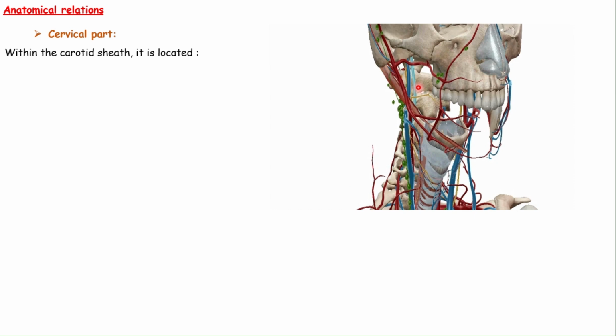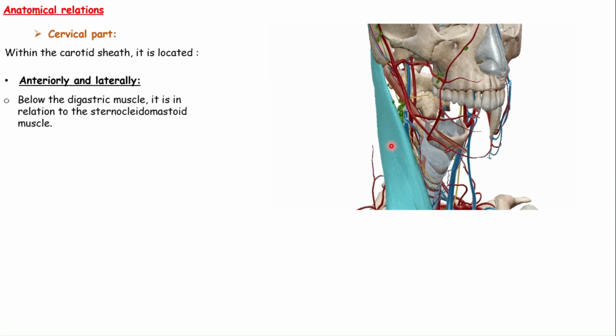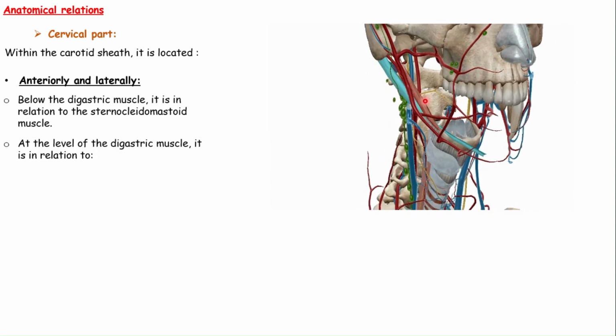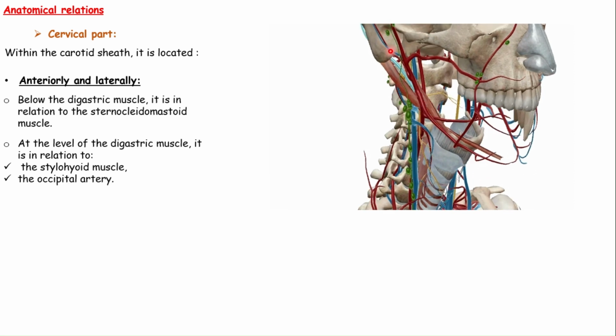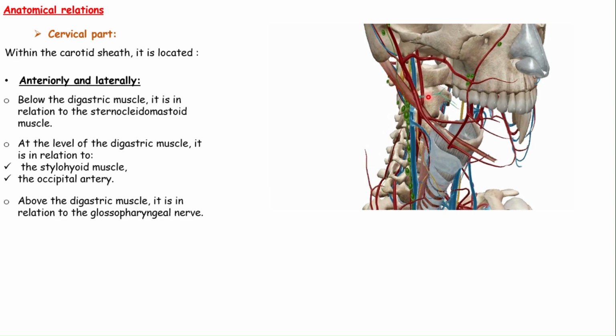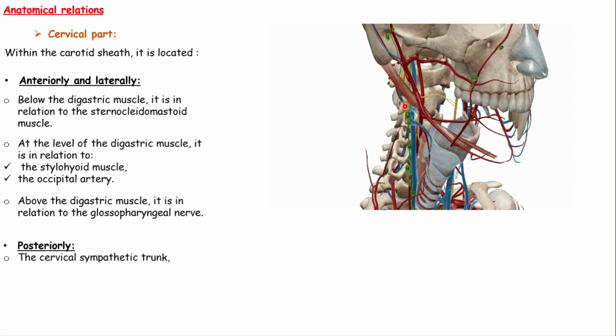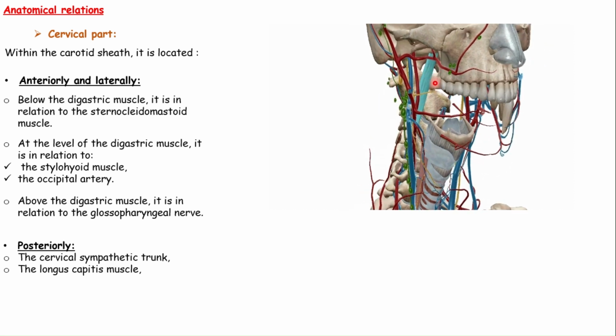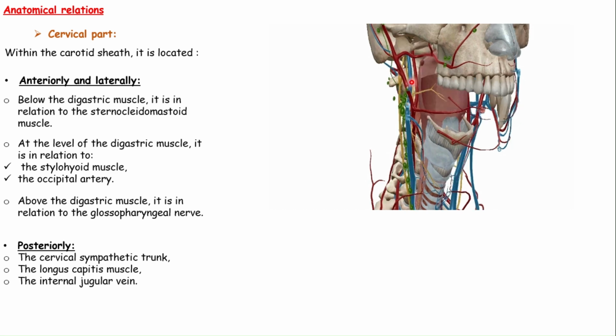It is located within the carotid sheath and in relation with anteriorly and laterally. Below the digastric muscle, it is in relation to the sternocleidomastoid muscle. At the level of the digastric muscle, it is in relation to the stylohyoid muscle, the occipital artery. And above the digastric muscle, it is in relation to the glossopharyngeal nerve. Posteriorly, it is related to the cervical sympathetic trunk, the longus capitis muscle, and the internal jugular vein. And medially, the pharyngeal wall.